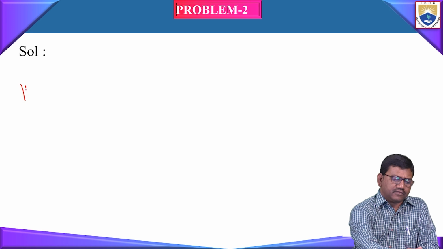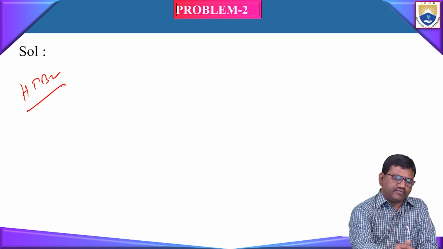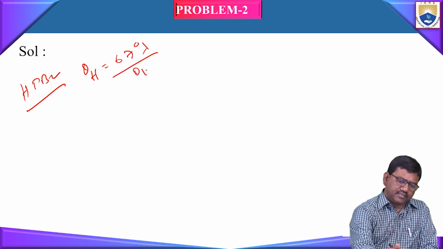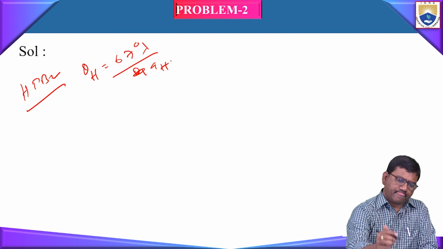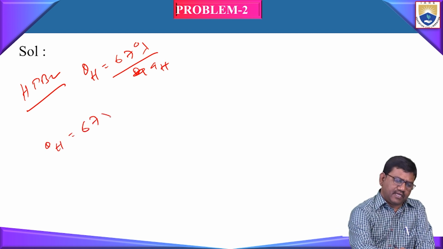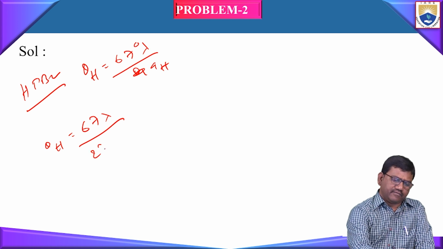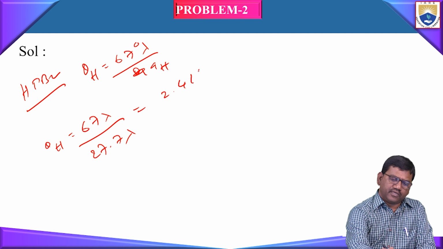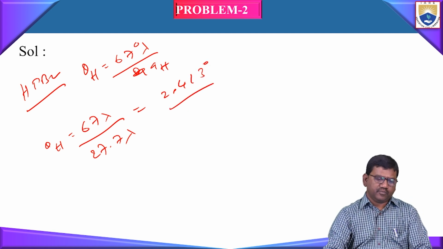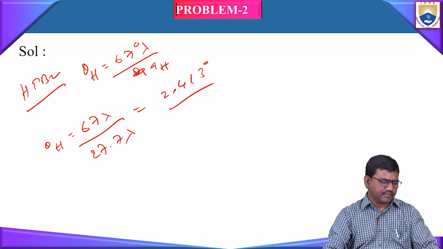Now HPBW. As per the given data, we need to find out the half power beamwidth, which is given by the formula theta H is equal to 67 degrees lambda by AH. So here theta H is equal to 67 lambda by 27.7 lambda. If we simplify this, you will get 2.413 degrees.